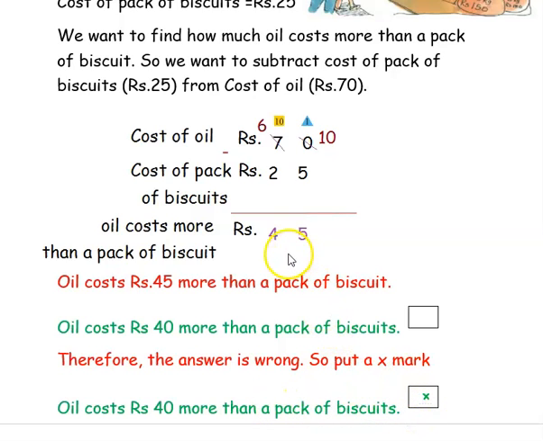Hope you have understood all the examples well. You have to read the question, you have to understand where to add and where to subtract the given numbers, and we can follow the hundreds, tens and ones method of addition and subtraction.